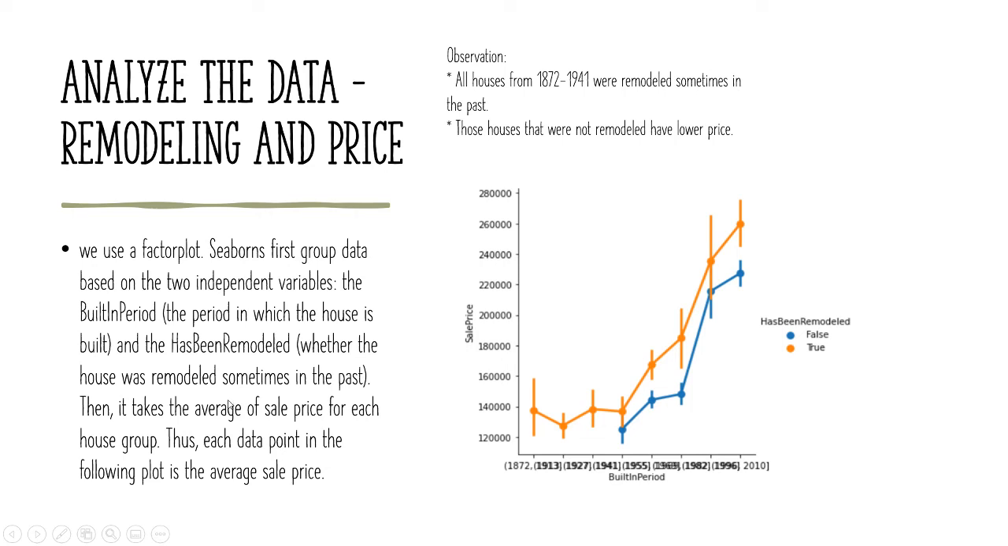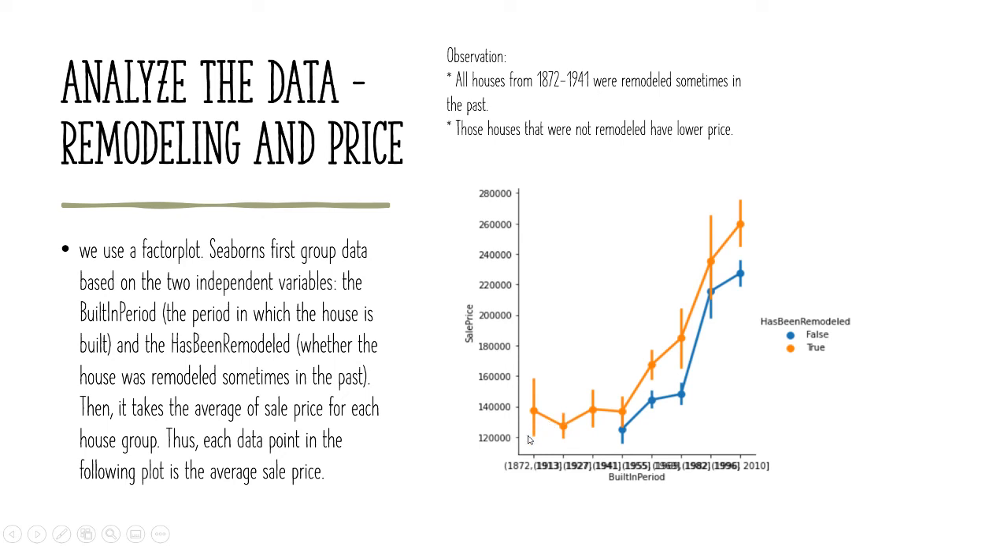And then it takes the average of the sale price for each house group. So for example, this data point is the average sale price for houses that were built in the period 1872 to 1913 and have been remodeled. And as you can see, there are two observations that we made.